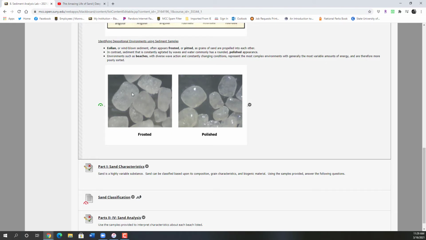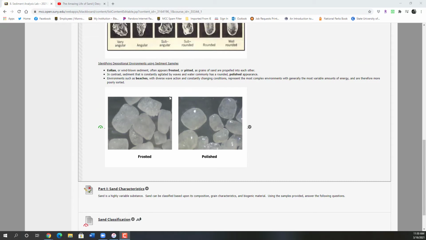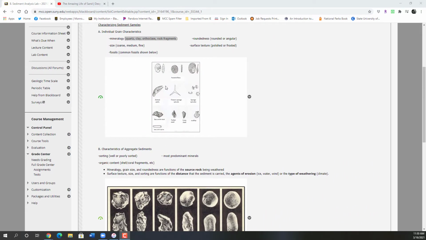Sand particles have almost a pitted appearance, and that's because frosted sand is typically deposited in windy environments. So this frosted texture that you see some sand particles have, literally from particles of sand smashing into one another and abrading each other and creating this sort of pitted or frosted appearance. Let's see, where were we?